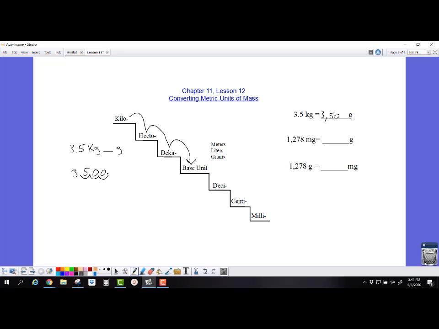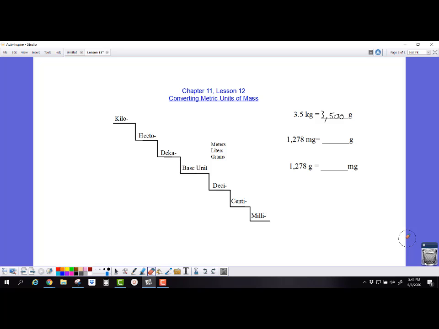3,500 grams. I shouldn't say it becomes 3,500 grams. It is 3,500 grams. You're measuring the same thing. If something weighs 3.5 kilograms, it is 3,500 grams. Okay. So let's take a look at our next one.